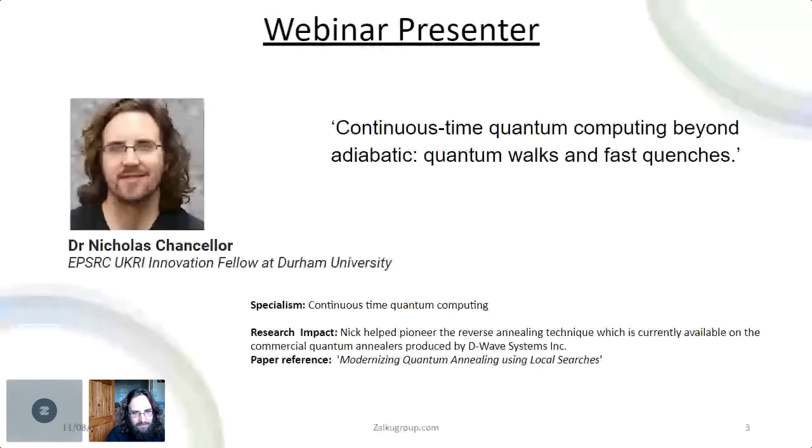Research-wise, in terms of the impact, Nick helped pioneer the reverse annealing technique, which is currently available on the commercial quantum annealers produced by D-Wave Inc. You can check the paper entitled Modernizing Quantum Annealing Using Local Searches. Interestingly, he also wrote one of, if not the first, papers showing the use of quantum annealers for thermal sampling. So it's really great to have Nick with us, and I hope you enjoy the webinar with him.